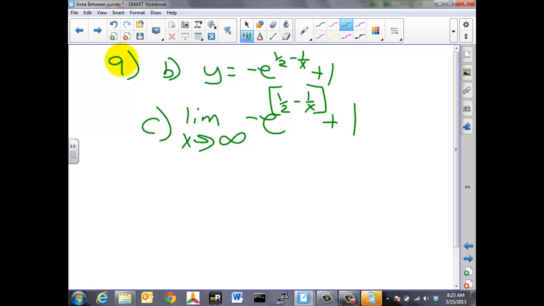Here's what I want you to think through. Infinity is a real big number, right? What's 1 over a real big number? It's a really small number. It's becoming 0, right? So if it's becoming 0, what is this up here? 1/2 minus a really small number is getting closer to 1/2. So then you could come up with negative e to the 1/2 plus 1 for your answer, which you could write as 1 minus the square root of 1/2.